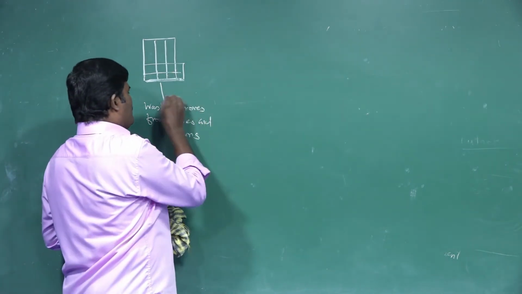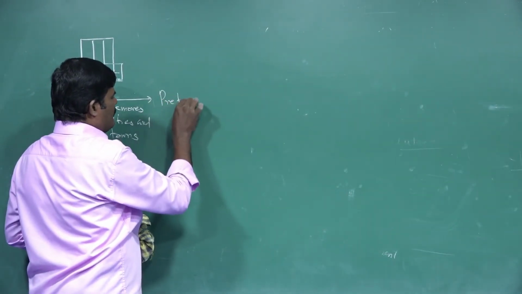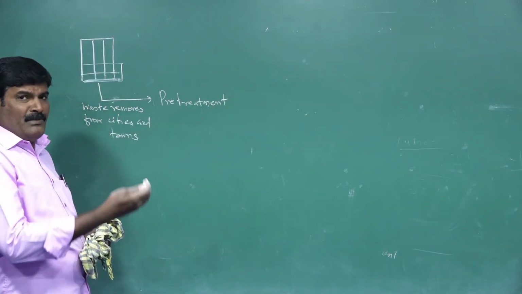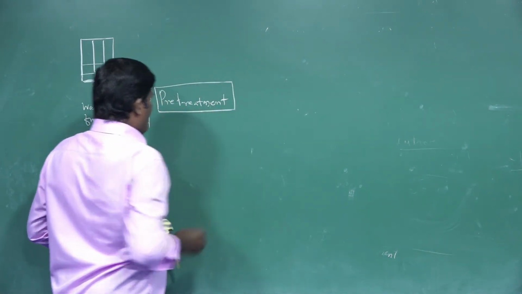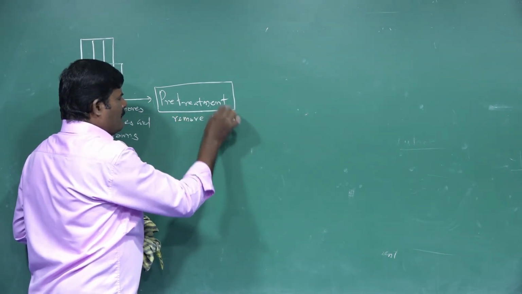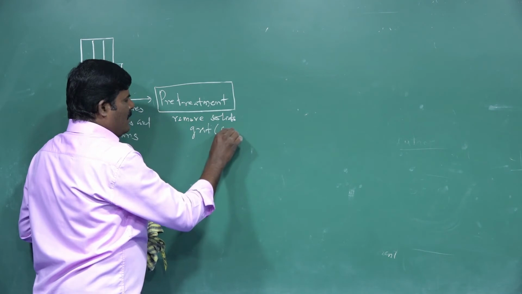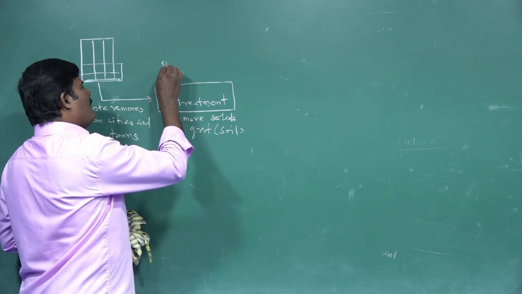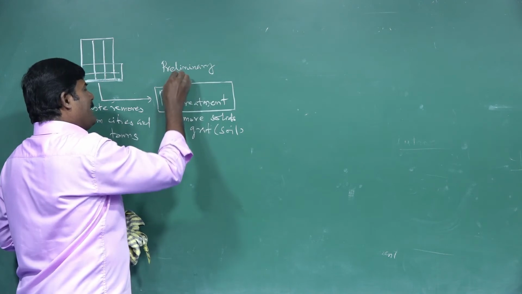Again, these substances are involved in pre-treatment. Pre-treatment means what? Just before the primary treatment. This is the pre-treatment. Here, remove the coarse solids and grit. Grit means what? Soil and small particles. So this kind of treatment is what? Preliminary treatment.